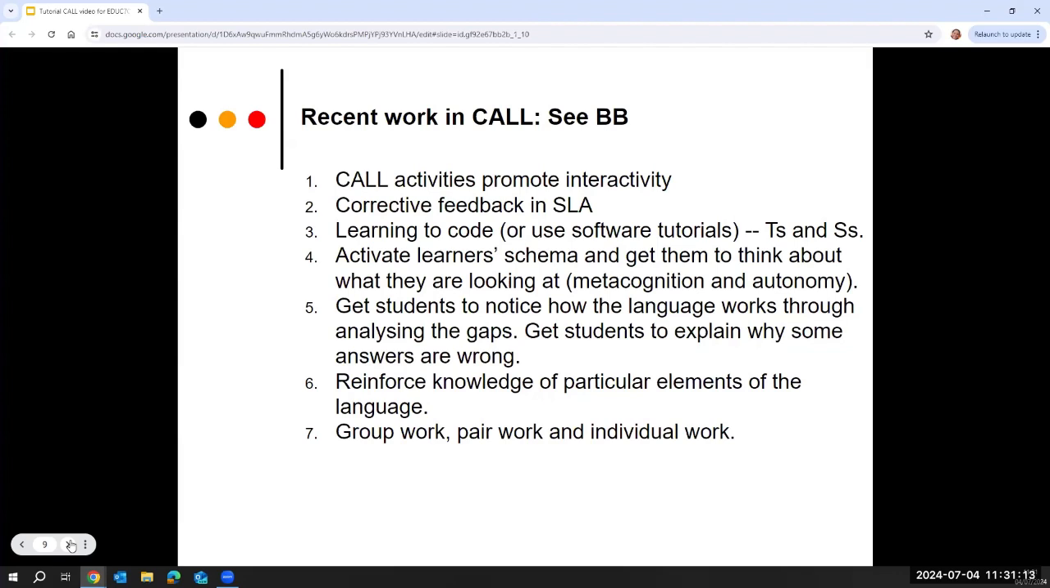This technology gets students to notice how language works through analysis, through evaluation of gaps, ideas, looking at different options. And it helps to get students to explain why they choose an answer, why some answers might be wrong. It reinforces knowledge of particular elements of the language. And as we mentioned before, these kinds of technologies are better and more effective when they are used around group work.